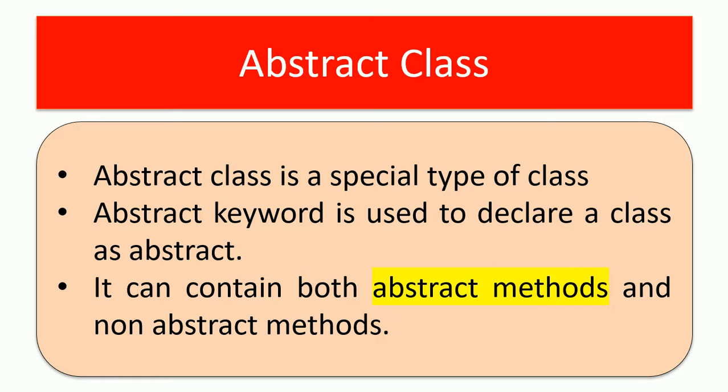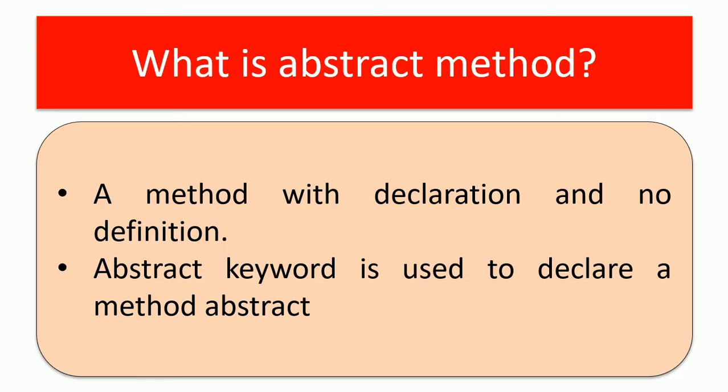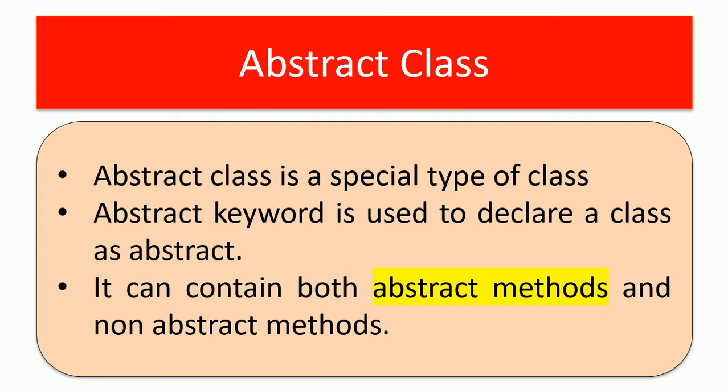So, something about abstract classes. An abstract class is a special type of class. The abstract keyword is used to declare a class abstract. Then it can contain both abstract methods as well as non-abstract methods. So what do we mean by abstract method and non-abstract method? An abstract method will only have a declaration and no definition. A non-abstract method will have a body, which means a few lines of code will be present inside that method, which is a normal method. Whereas an abstract method will be only a declaration and no definition.